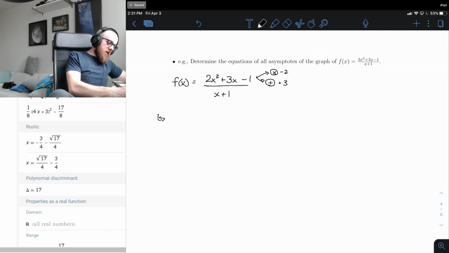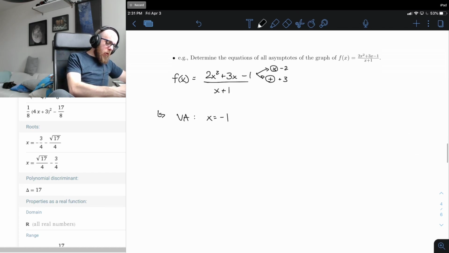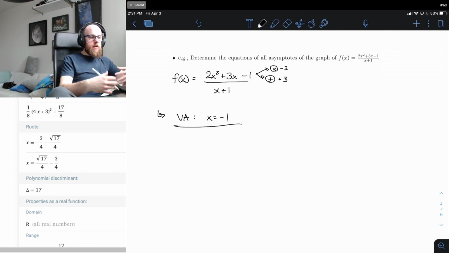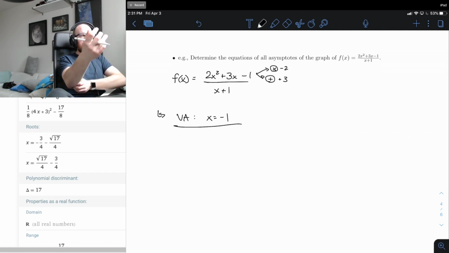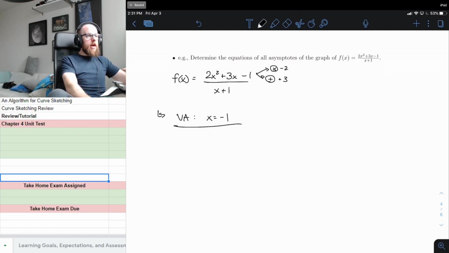What we can immediately see is we'll have a VA at x equals negative 1, okay? And so that's fine. We found the equation of our vertical asymptote. And if we wanted to, we could go through and do the same thing we did in the previous problem, right? We could figure out what our vertical asymptote behaviors are and all of that, but this question isn't asking for that, so we're not going to worry too much about it.